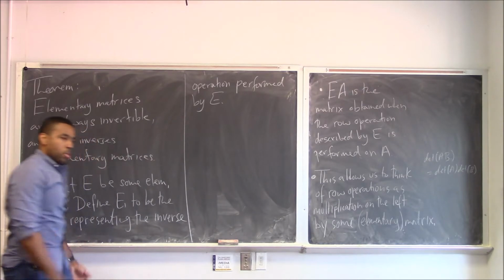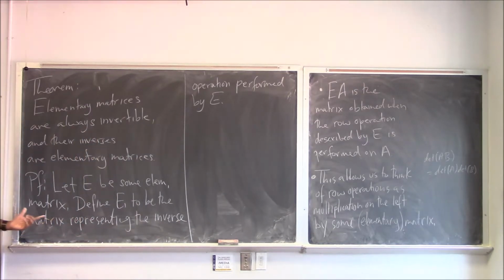It turns out that row operations are always invertible. You never do something that you can't undo when you're doing a row operation. So what can you do? You swap two rows, that's a row operation. How do you undo that? Just swap them back, which is itself another row operation.